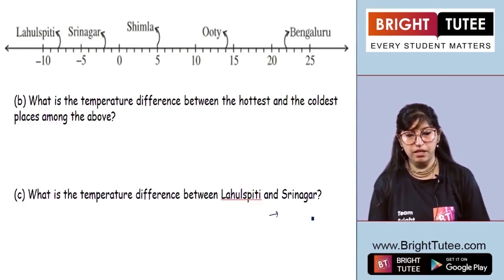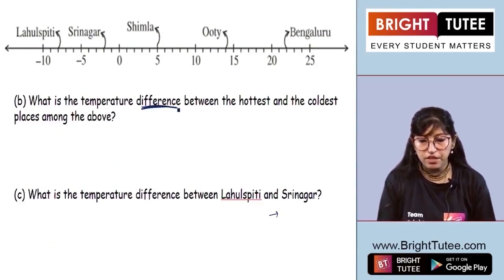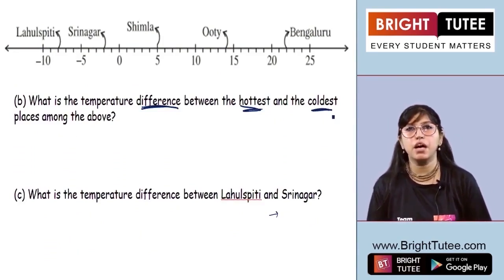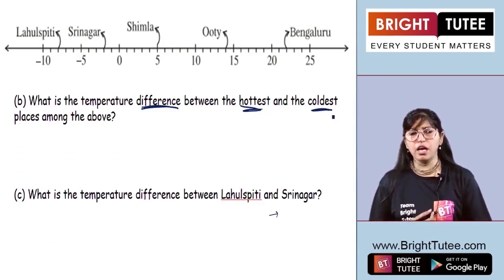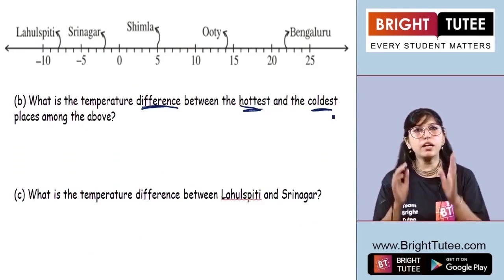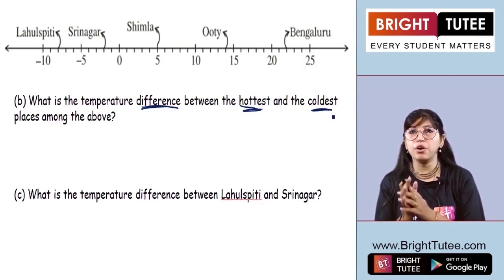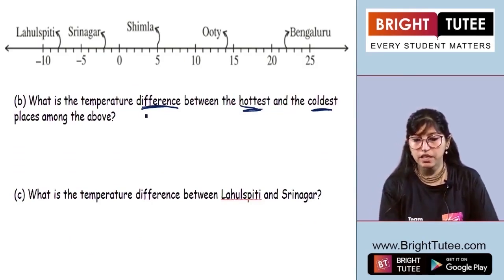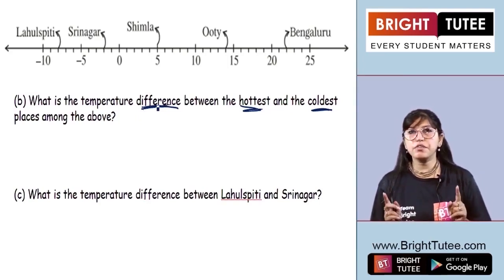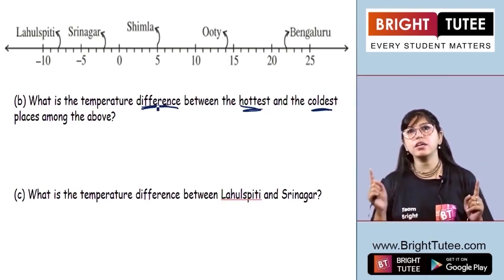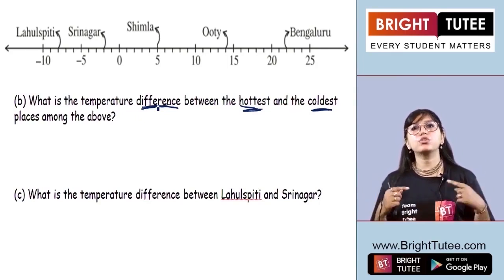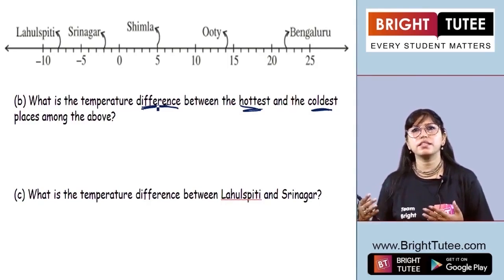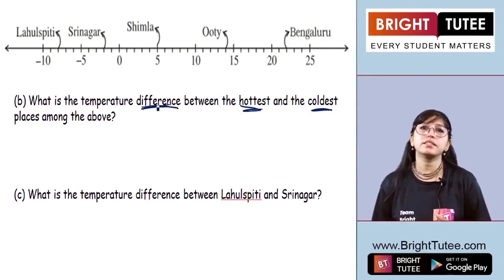Now the second part says: what is the temperature difference between the hottest and the coldest places among the above? First of all, underline all the main and important information which is given in the question or which they ask us. So they're asking the temperature difference between the hottest place and the coldest place. First of all we need to know what we call a hottest place, where the degree Celsius is more or where the degree Celsius is less.